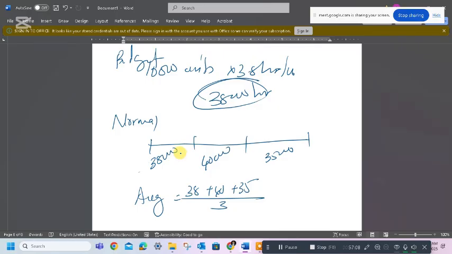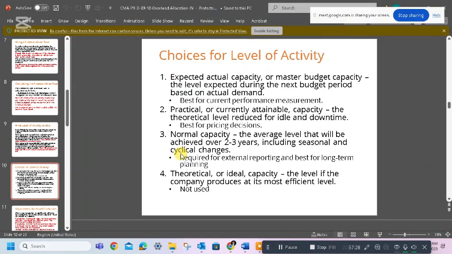This process is known as normal capacity, because there can be fluctuations, seasonality. Some years you may have more capacity, some years you may have less capacity. We want to average it out so that in the long term, in 2-3 years, every year you will have the same cost per unit, not high and low based on the number of hours. So that is normal capacity. See, the average level that will be achieved over 2-3 years, including seasonal and cyclical changes.